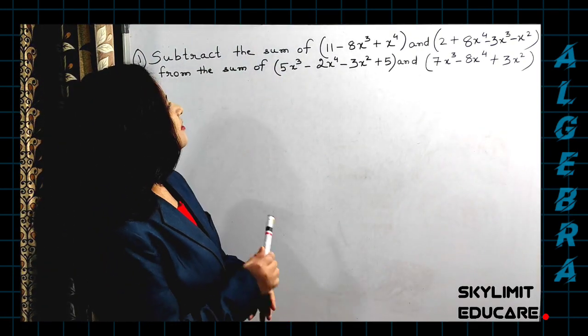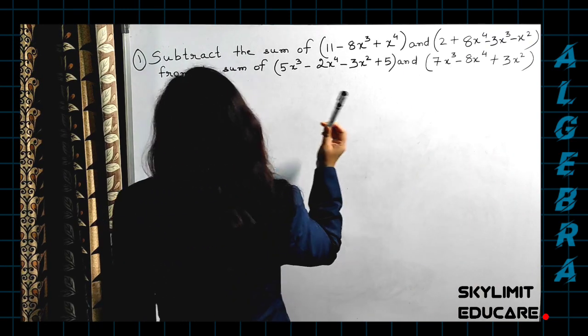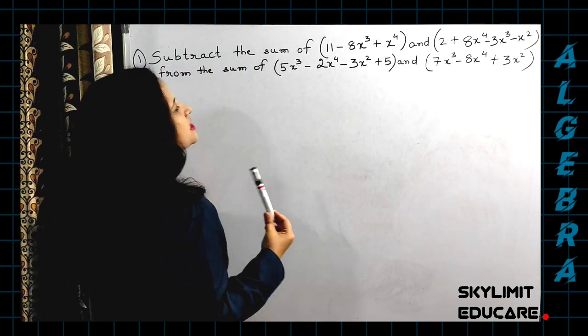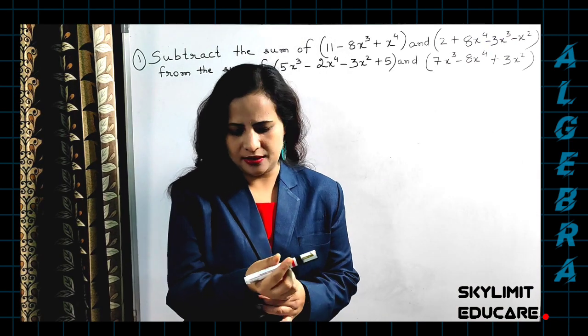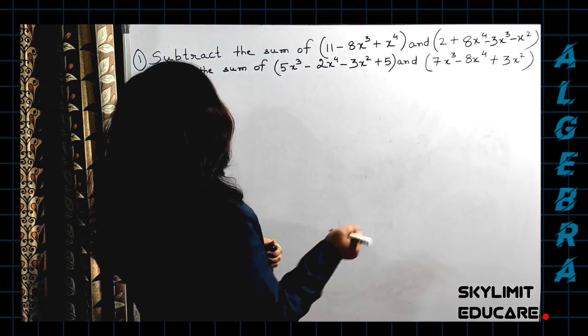So as you can see here, I have already written a question. Subtract the sum of this and this from the sum of this and this. This type of pattern we have already done. So how to solve it in the algebraic form? Let's get started with that.